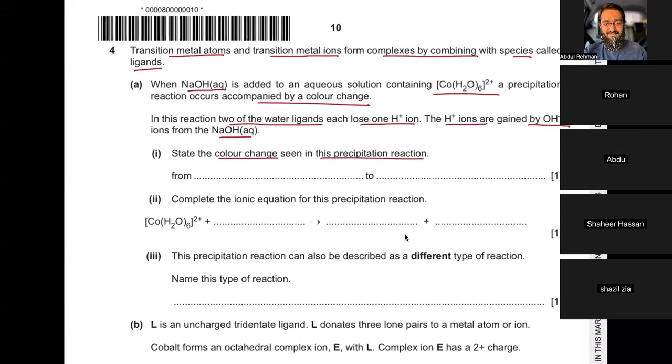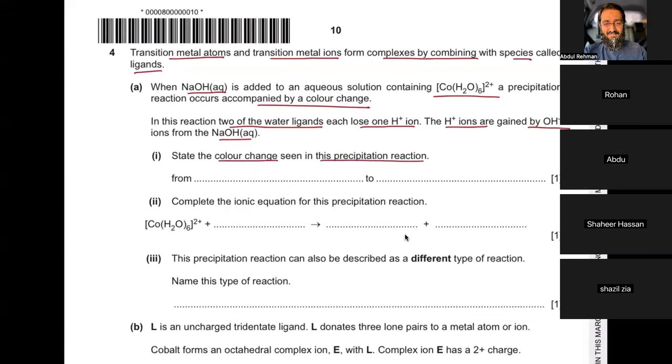So if you recall, the color of the cobalt is initially pink. Very good, Fatma, very good, Shazel. And it changes to blue. The precipitate formed is blue in color. The same reaction occurs with copper, and copper also forms a light blue precipitate, and cobalt also forms a blue precipitate.